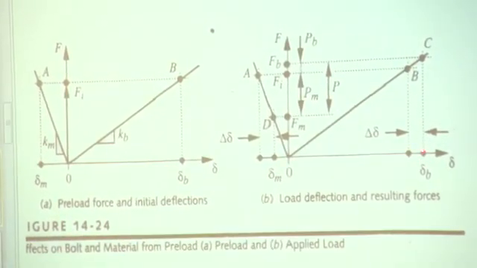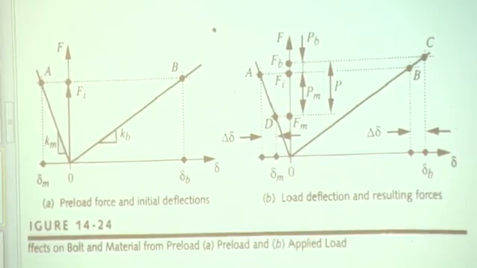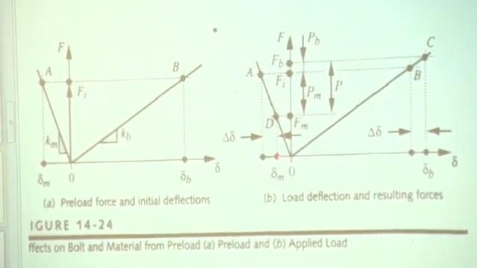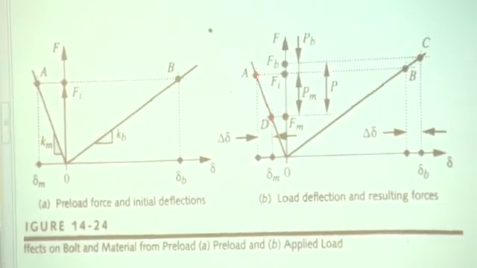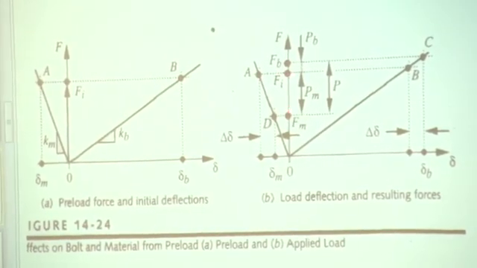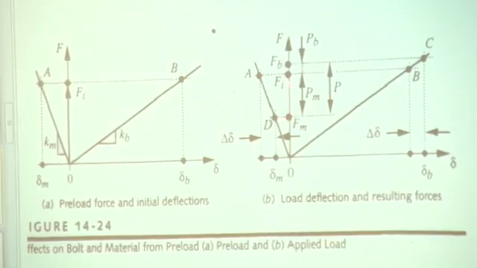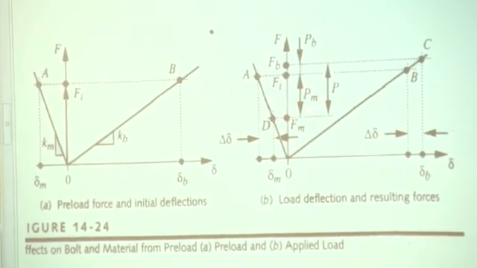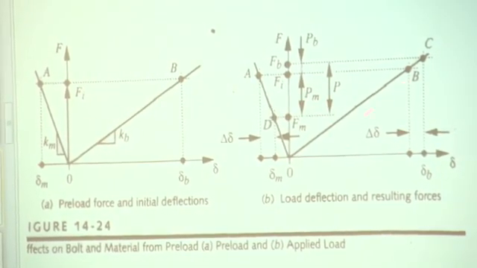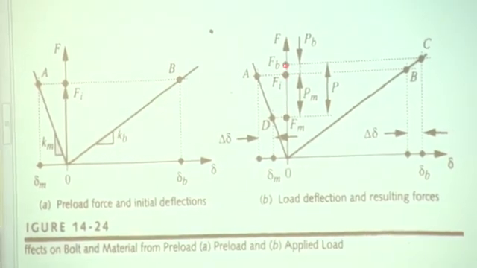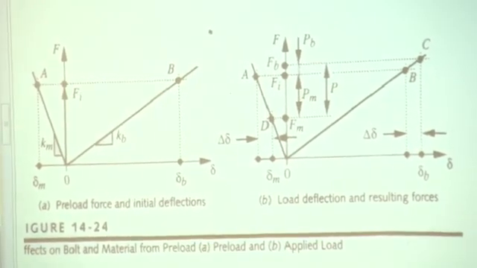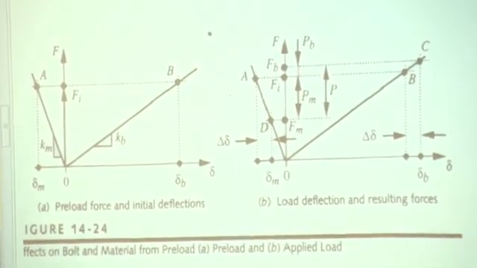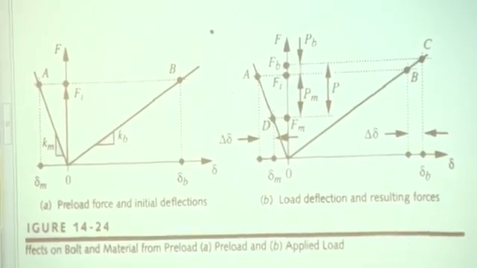So this is the deformation in the bolt, that's the deformation in the member. When we come in here, we find that the force in the member dropped from Fi to this Fm, a change Pm, and the force in the bolt changed from Fi to Fb, which is due to that much deflection. The sum of these two is equal to the externally applied load.